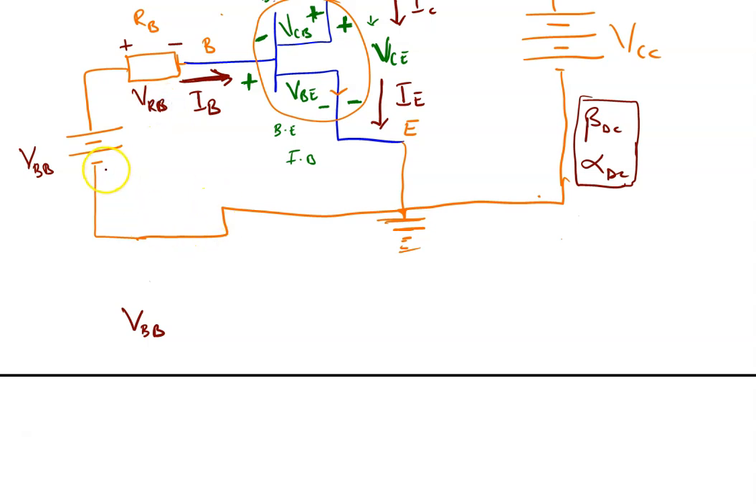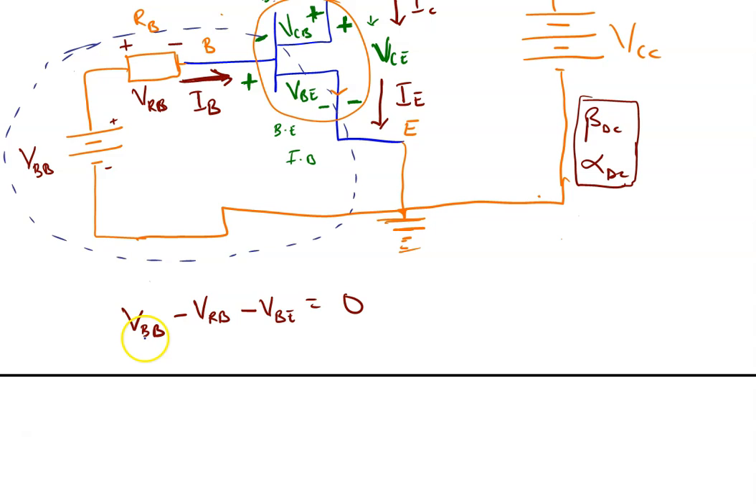Okay. So I will say that rising is positive and falling is negative. So VBB minus VRB, right? Then this one too is also a drop, right? So I'll say minus VBE is equal to 0 from KVL, considering this loop. Considering just the loop here, this side. It's a loop, right? So if I should consider it, then I'll say that VBB minus VRB minus VBE is equal to 0.